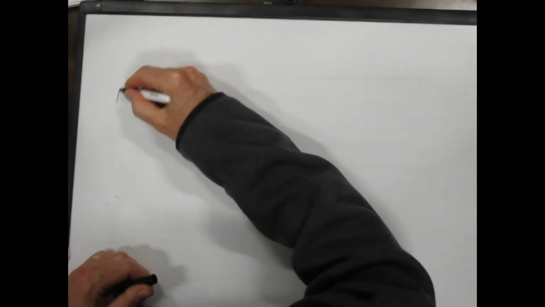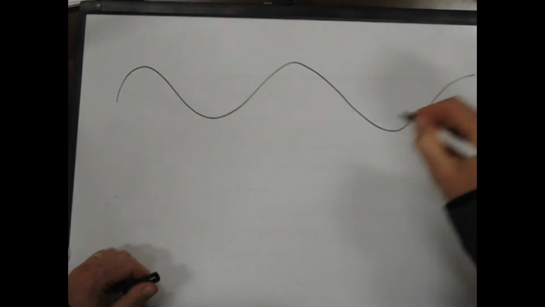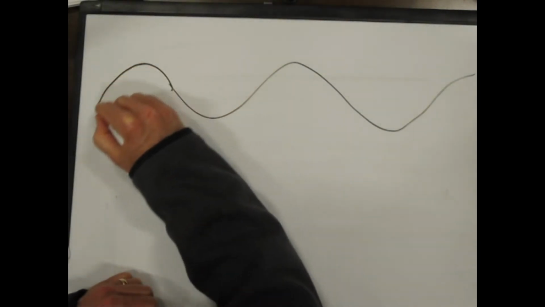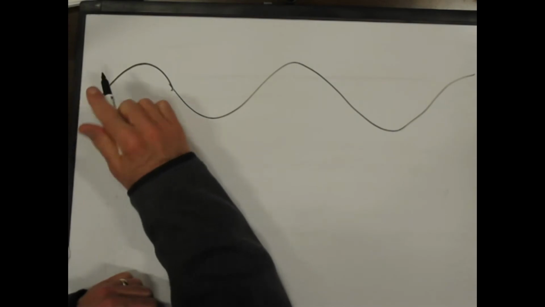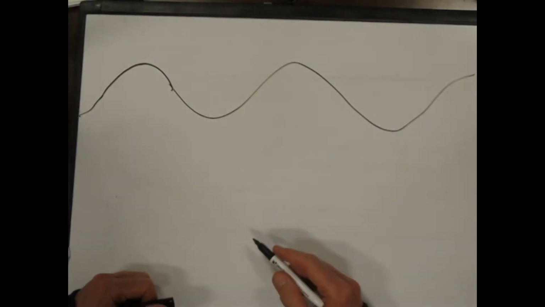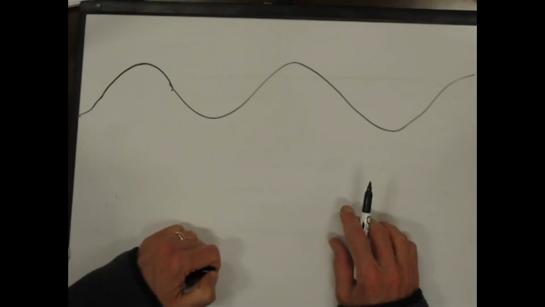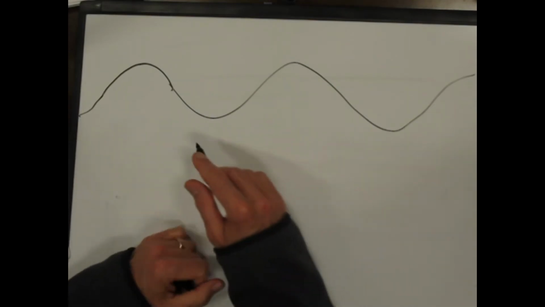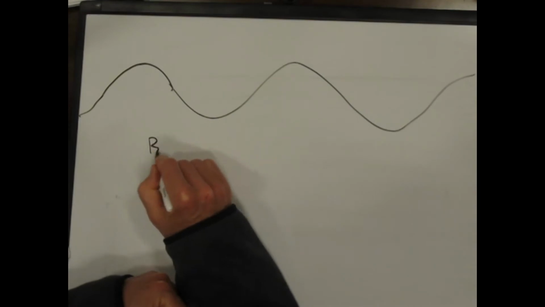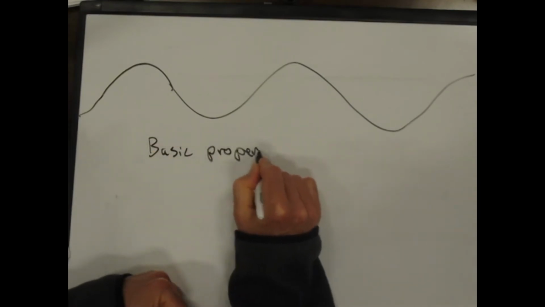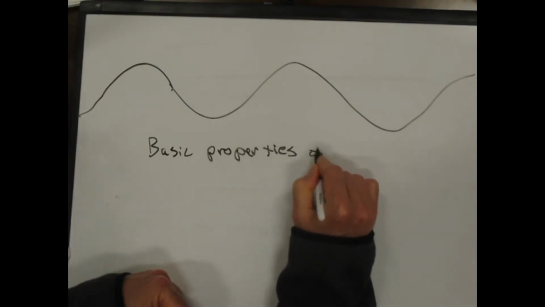So let me talk about a few properties of waves. For the sake of this discussion, I'm going to just draw some waves. It's easier to do it on a large board than on a small board. Imagine this was a reasonably well drawn wave. So, basic properties of waves.